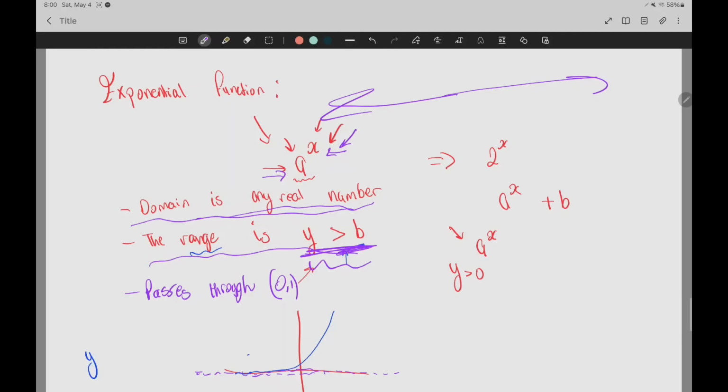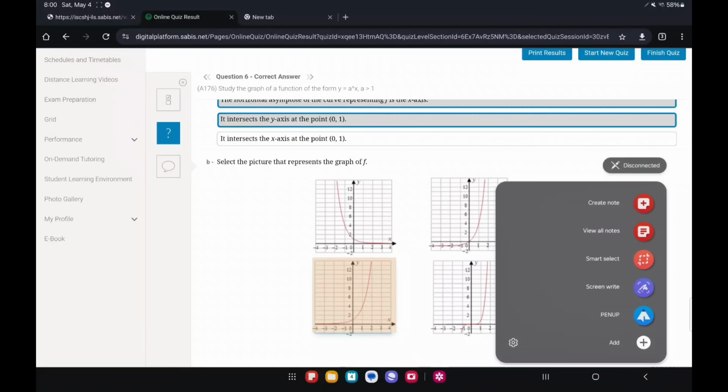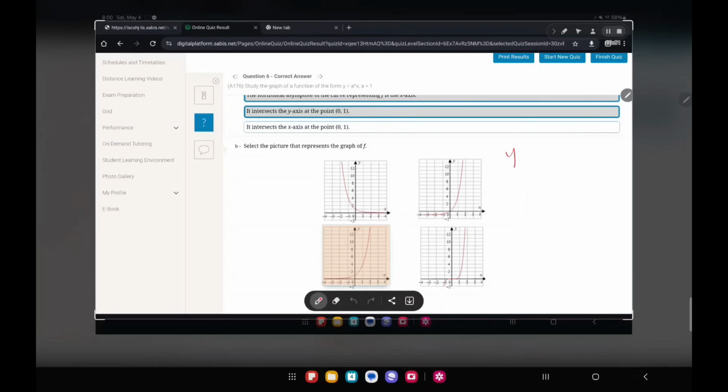So in this case, y must be greater than 0, right? Because it's always greater than b. In 4 to the power of x, there's no b, so y has to be greater than 0. We said that it always passes through 0, 1. And we said the domain is all real numbers.